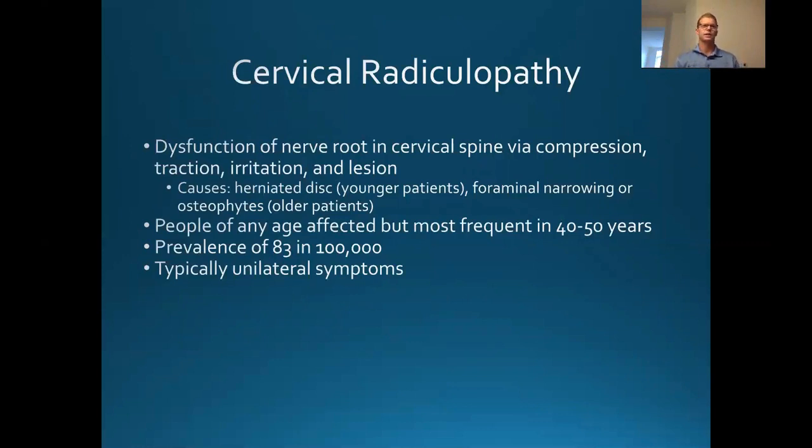Also things such as, let's say there's a space occupying issue there. So if someone has a tumor in the upper region, it could just be putting extra stress and irritation on that region. It usually affects people between 40 and 50 years old. And then the prevalence is about 83 in 100,000 people. Typically, they have unilateral symptoms and only one extremity is affected, unlike myelopathy where it can be bilateral or it can be arms and legs.